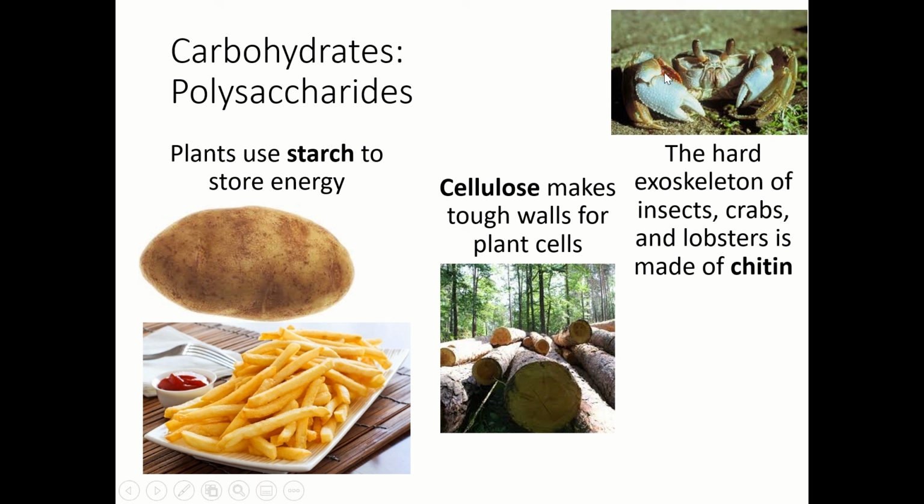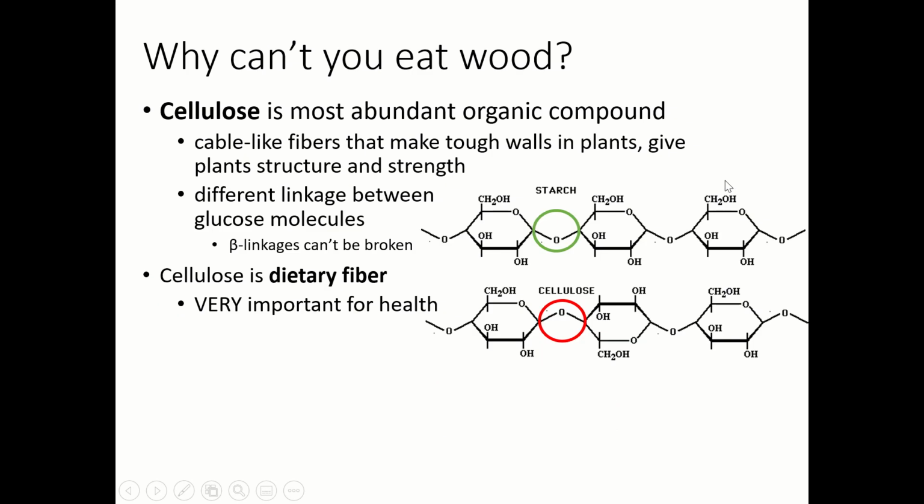And then another polysaccharide is called chitin, and this is the stuff that makes the exoskeleton of insects and crabs and lobsters, all arthropods, which is a phylum, a group of exoskeleton animals. They all have an exoskeleton made out of this polysaccharide. Now, these two polysaccharides we can't break down. Cellulose is the most abundant organic compound. It's in every plant.